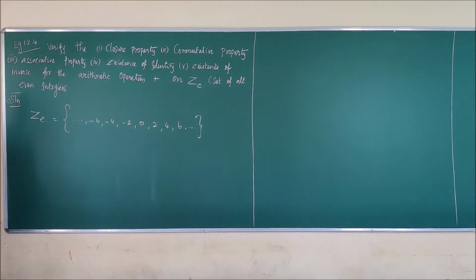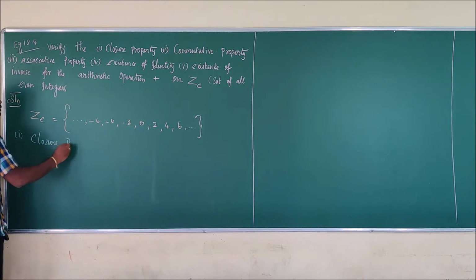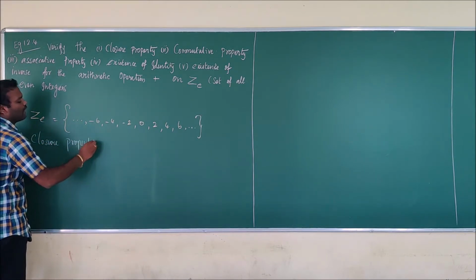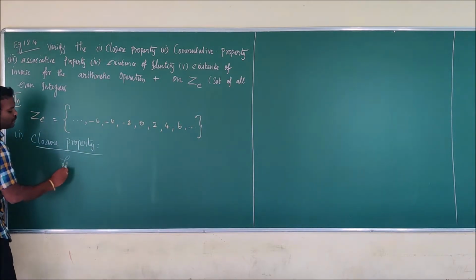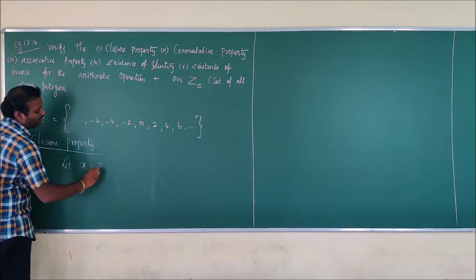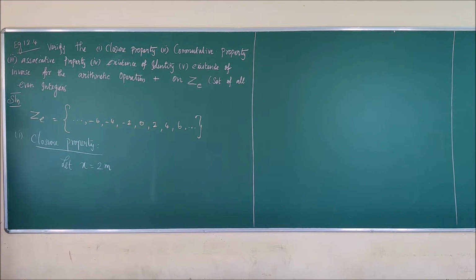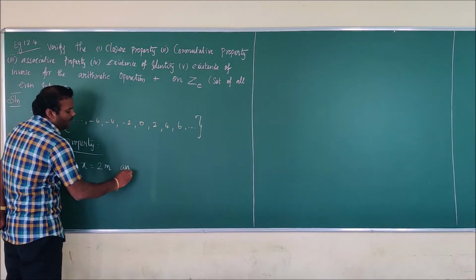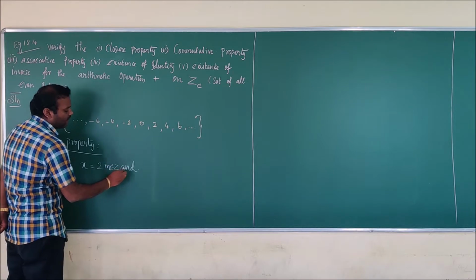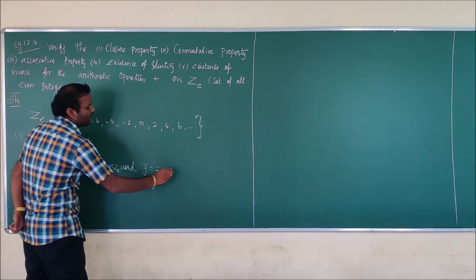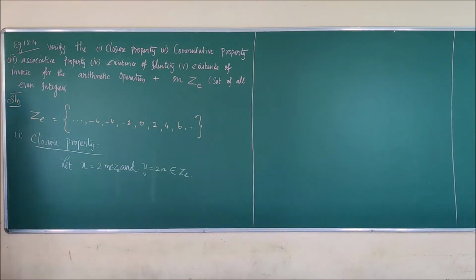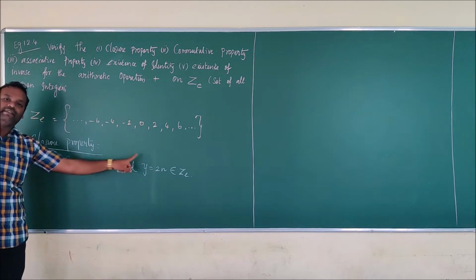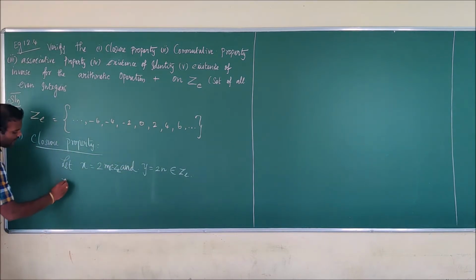So first we are going to verify the closure property. If you want to verify the closure property, you have to take 2 elements from the set. So let me take the 2 elements. Let x is equal to 2m, which belongs to the set ZE, and y is equal to 2n, which belongs to the set ZE. So I have taken 2 even numbers from the set. Even numbers means multiplied with 2. Now I am going to add these 2 numbers.